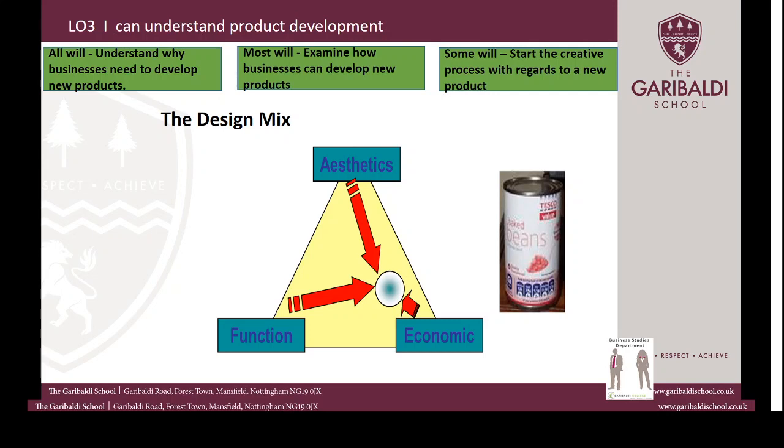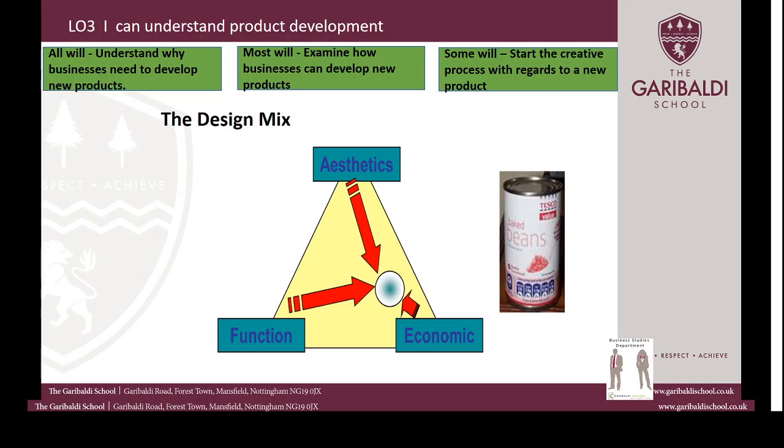So the tool we're going to look at this week is the design mix. Now, I asked you to research the design mix a couple of weeks ago, but here's a recap on how it works. So the design mix concentrates on three key elements: aesthetics, how the product looks; functionality, what the product does; and economic manufacture, how much the product costs to produce. Now, if you're designing a new product, then you need to consider all of these elements.